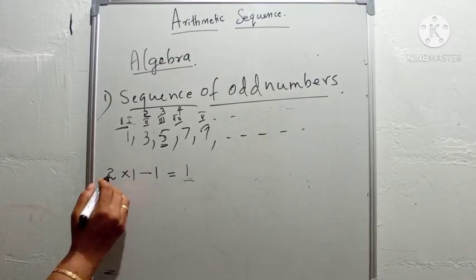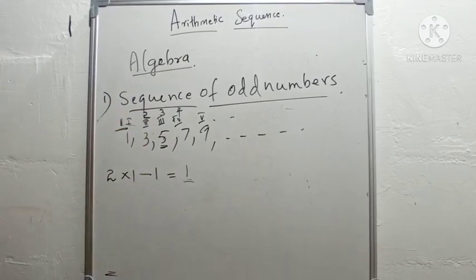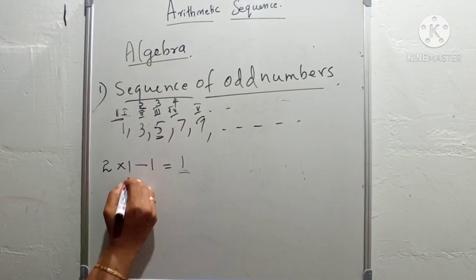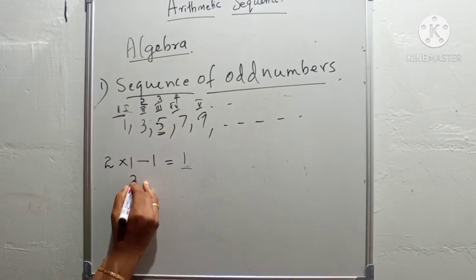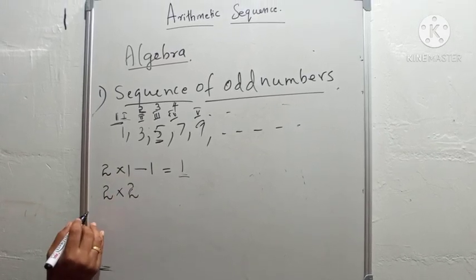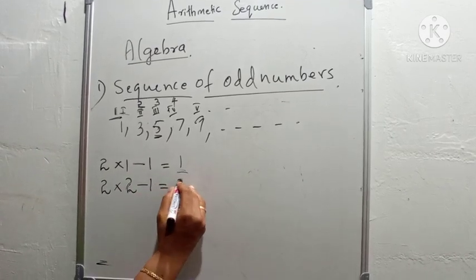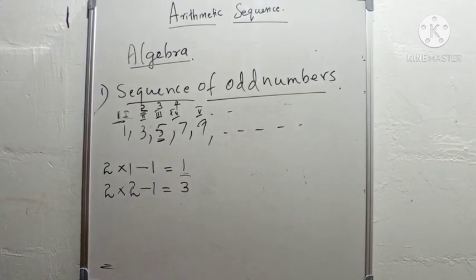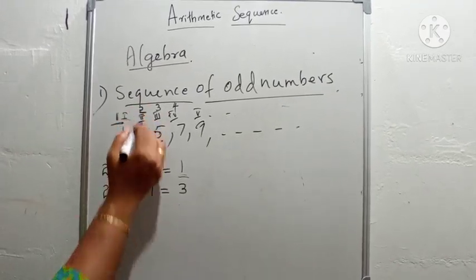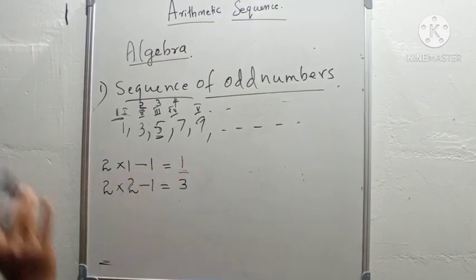Then if we consider the second term, is it satisfying this condition? Let us check. The position is 2, and double of 2 is 2 into 2. 2 into 2 minus 1: 2 into 2 is 4, and 4 minus 1 is equal to 3. Yes, the second term is 3, which is equal to double of the position minus 1. The first number is double of the first position minus 1.